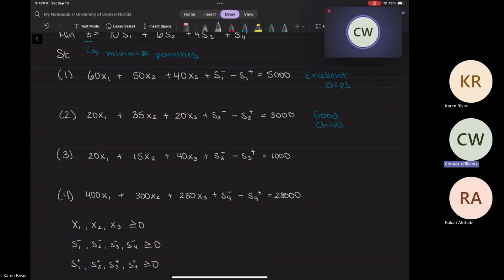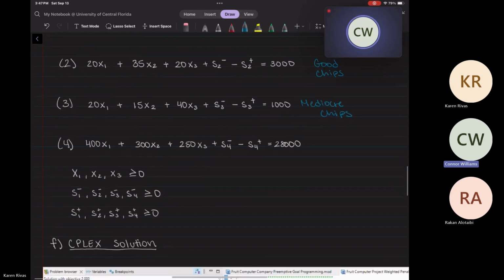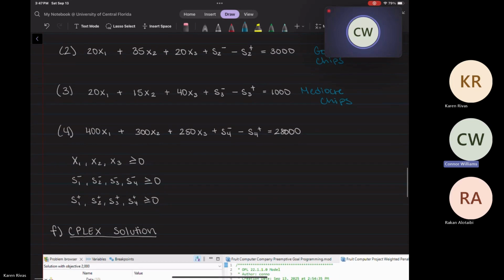Constraint number three would be 20x1 plus 15x2 plus 40x3 plus s3 minus minus s3 plus equals 1000 chips for our mediocre chips. And then our final constraint is our budget constraint. That's going to be 400x1 plus 300x2 plus 250x3 plus S4 minus minus S4 plus equals a budget of $28,000.